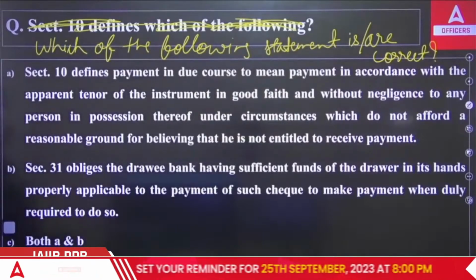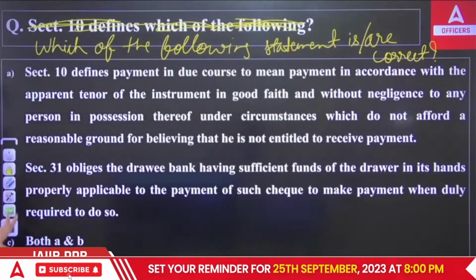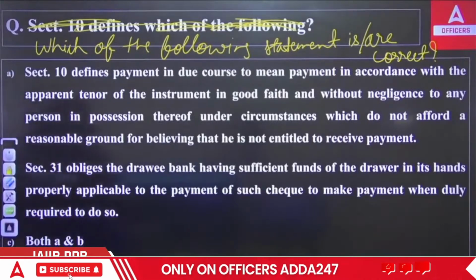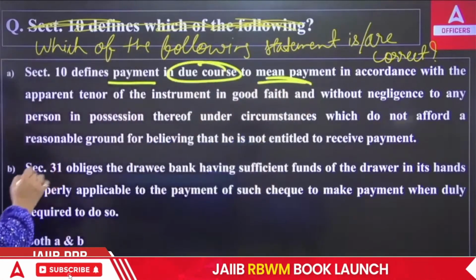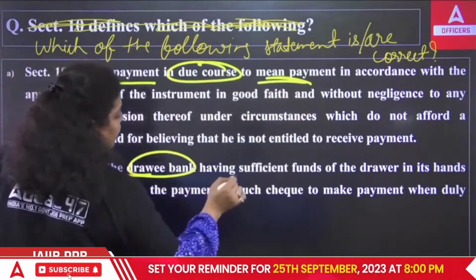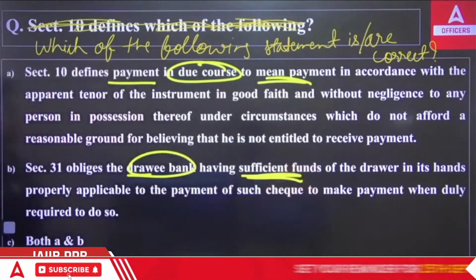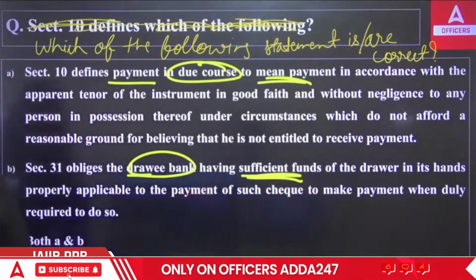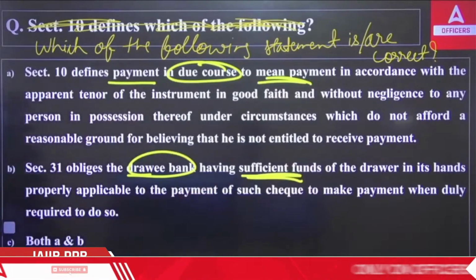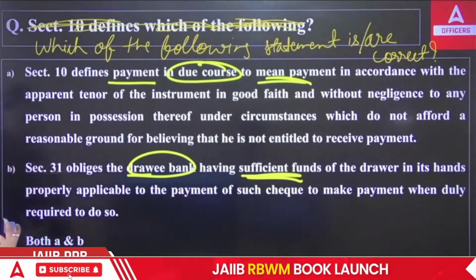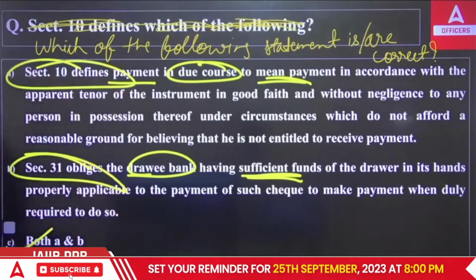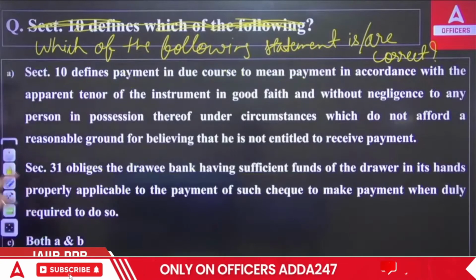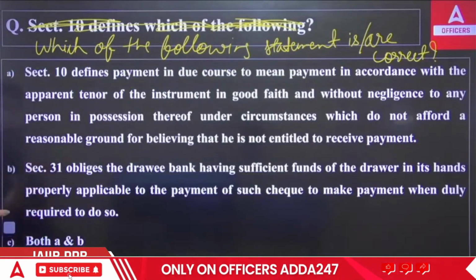The first one which talks about Section 10, or the second one which talks about Section 31, or both, or none of the above? The first we have, it defines the payment in due course. Section 31 obliges the drawee bank having sufficient funds of the drawer in its hands, properly applicable to the payment of such cheques, to make payment when duly required to do so. So the right answer is both. Section 10 defines payment in due course, and Section 31 obliges the drawee bank, having sufficient funds in the account of the drawer.